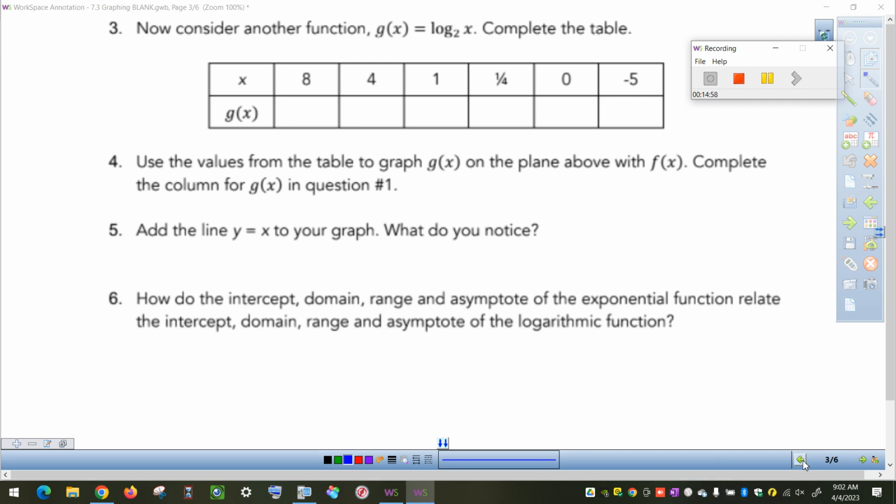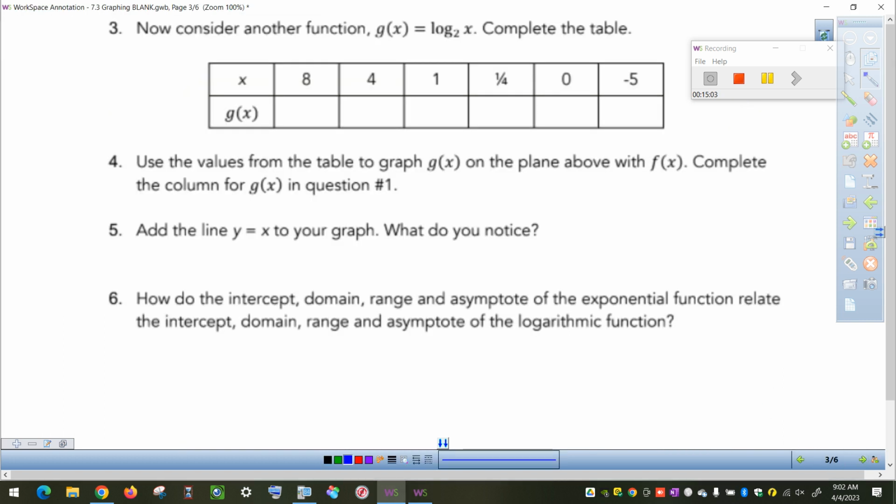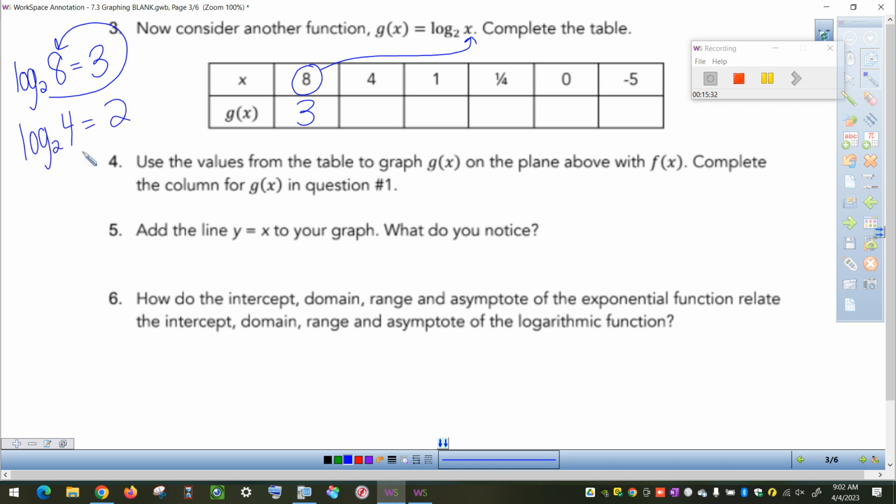And so we saw up here on the graph that when x was equal to 8, it had a y value of 3. Another thing that we can think about is if we were to plug in 8 for x, it's going to look like evaluating logs, which is what we did in class yesterday. So we could also get it like this: log base 2 of 8 is equal to 3, and that's because 2 to the third power equals 8. Log base 2 of 4 is equal to 2 because 2 to the second power is equal to 4.